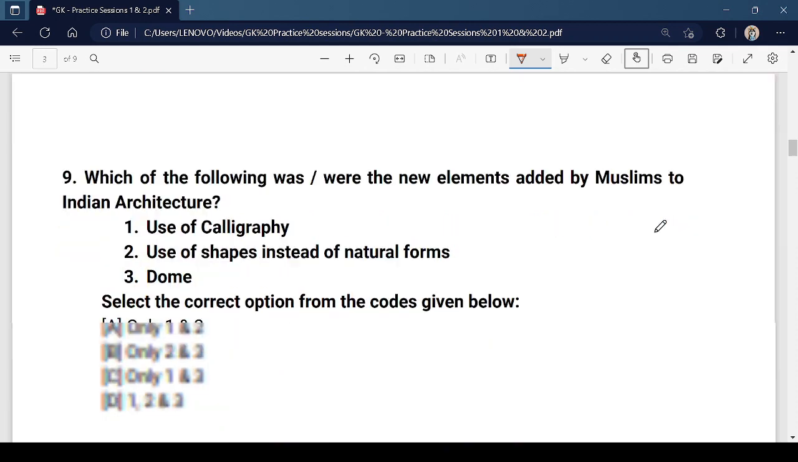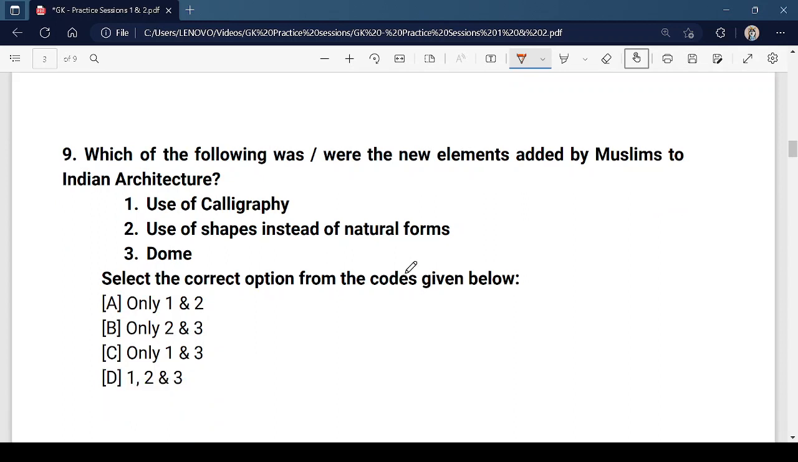Which of the following was or were the new elements added by the Muslims to Indian architecture? Look at the options once: use of calligraphy, use of shapes instead of natural forms, and dome.